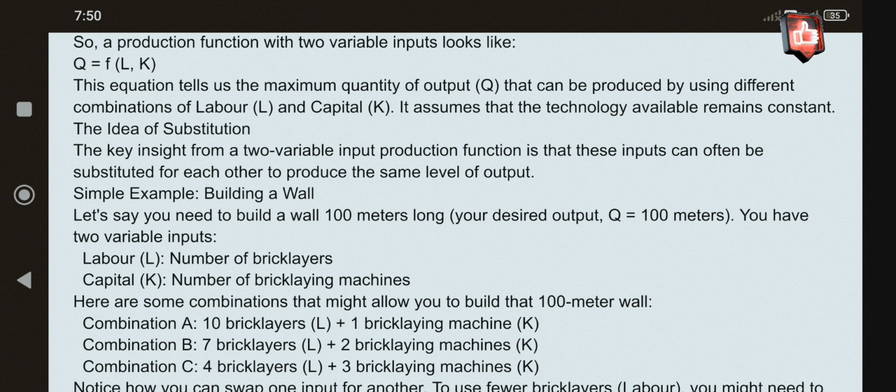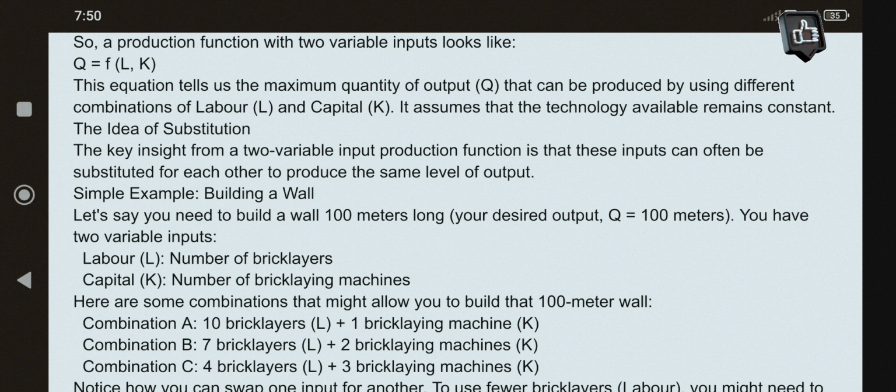Simple example: building a wall. Let's say you need to build a wall 100 meters long, your desired output, Q equals 100 meters. You have 2 variable inputs. Labor L, number of bricklayers. Capital K, number of bricklaying machines. Here are some combinations that might allow you to build that 100-meter wall.